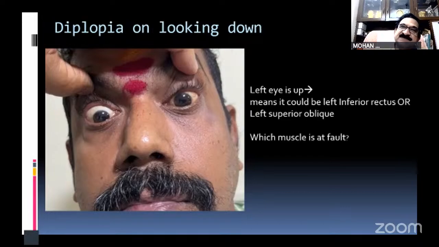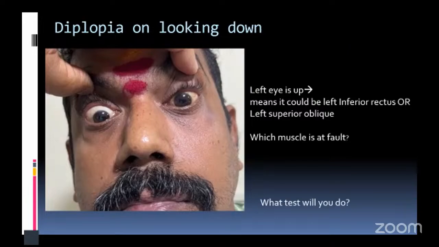Now the next question is which muscle is at fault? Is it superior oblique or left inferior rectus? What test will you do? Superior oblique. Sir, Bielschowsky's head rotation. Okay, right. Let us see now. This is the head rotation I did.